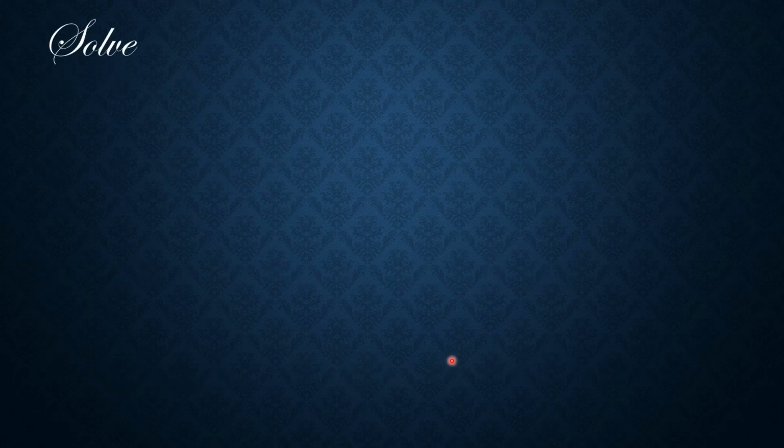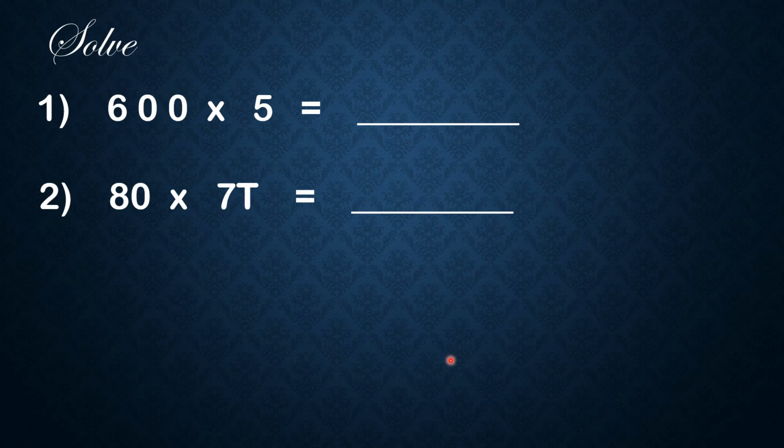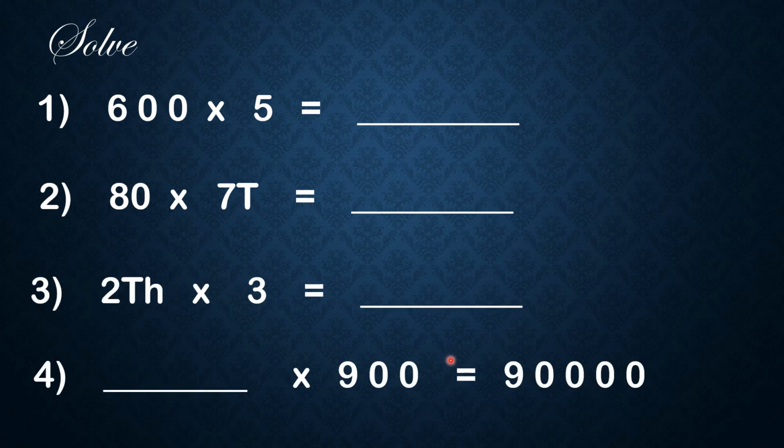Let us solve now these examples. The first sum, 600 multiplied by 5, 80 multiplied by 70, 2000 multiplied by 3, and dash multiplied by 900 is 90,000. Let's begin with the first one. 6 and 5. 5 sixes are 30. These two zeros come over here. So my answer is 30,000.